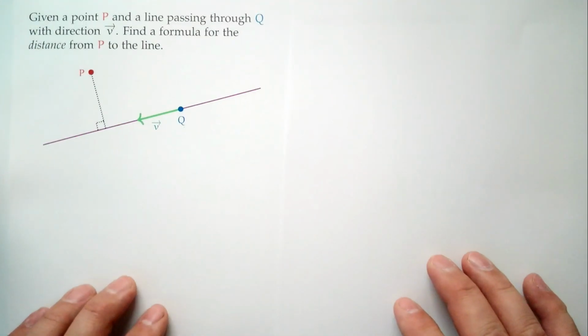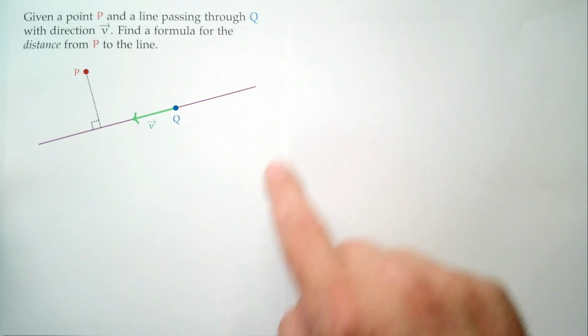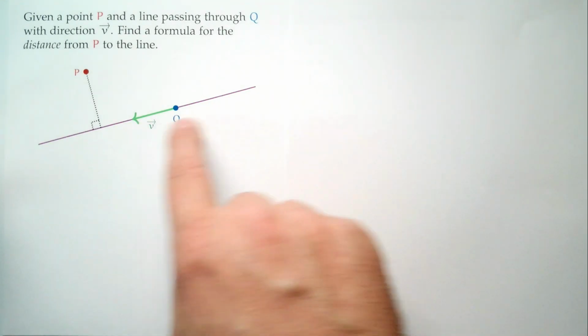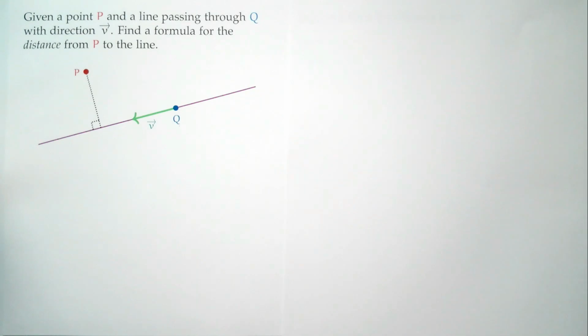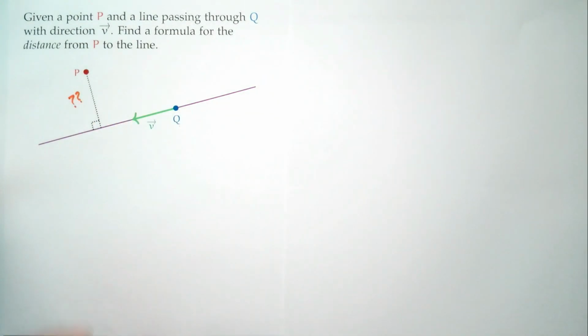All right. Well, let's try something a little more interesting. So suppose we have a point and a line. So I have a point P. There's my point P. I have a point Q. And there's this line that passes through Q. And I'm even going to tell you the direction vector of that line. That's the direction vector V. What I want to do is ask the following question. How far is it from P down to the line?